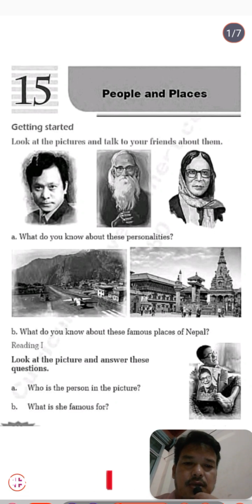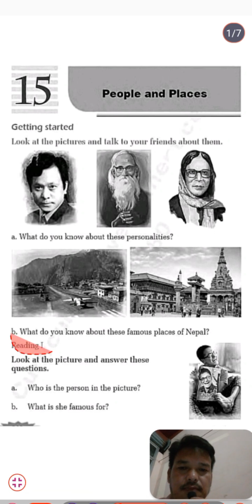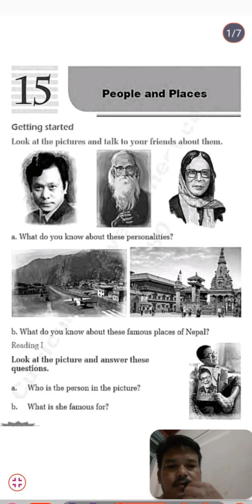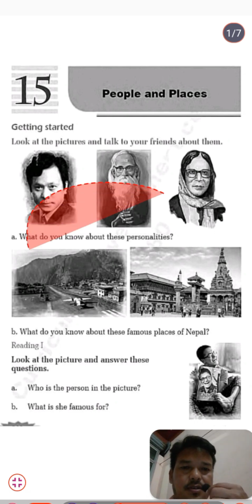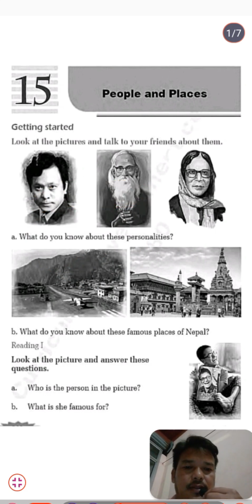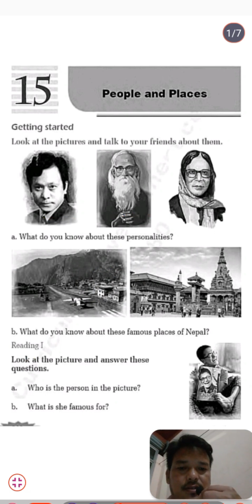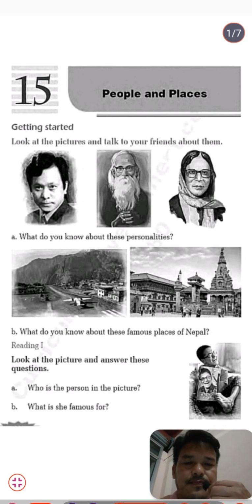Students, today I am at unit number 15, People and Places. In unit number 15, today we are going to discuss reading first text. And before reading first text, students, we have some pictures given here. We have some pictures of people and some pictures of places here. So students, before discussing reading first, let us discuss the pictures.